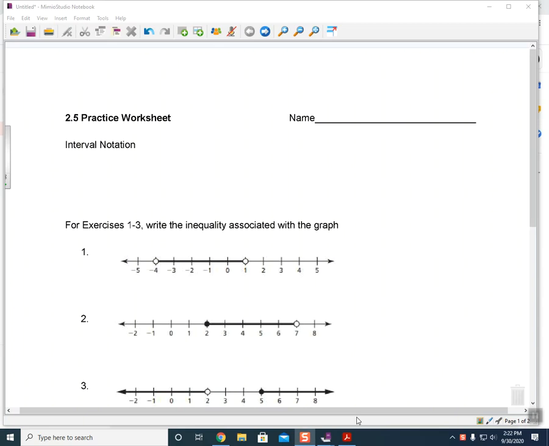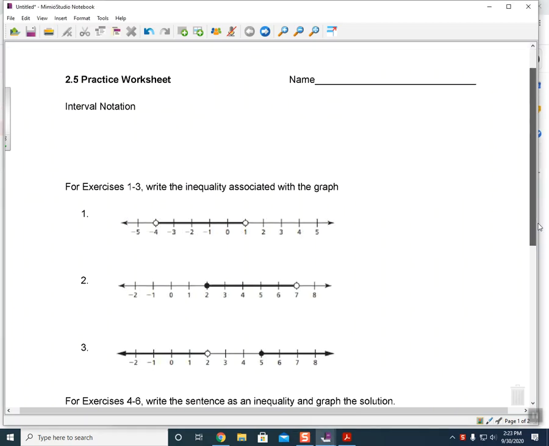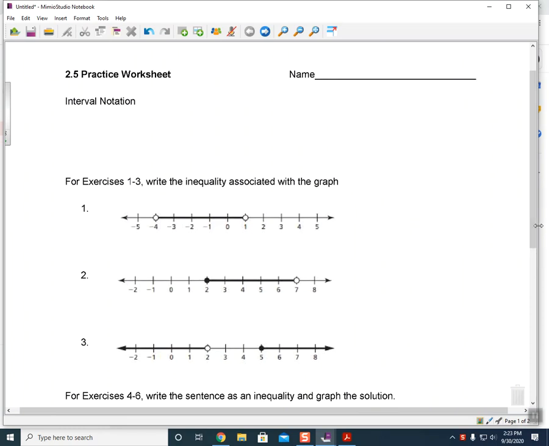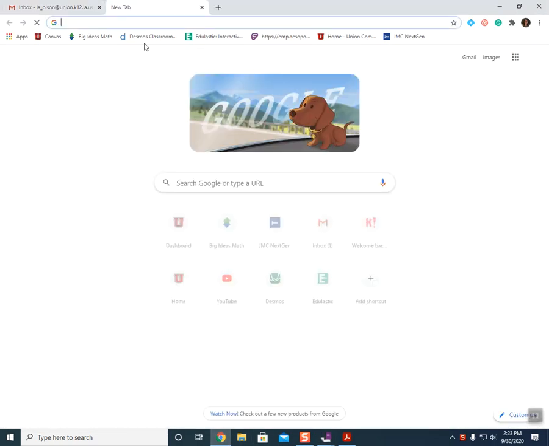All right, so we're going to continue our 2.5 stuff, but I have one more thing to add to our 2.5, and it's interval notation. There is a video that I would like you to watch and answer the questions on in Canvas. I can even show you. Oh, I got it out of Canvas. Let me pull it up quick. I will show you what I'm talking about.